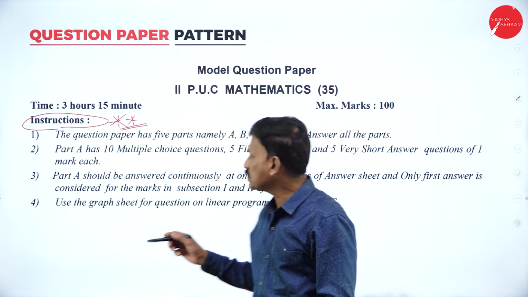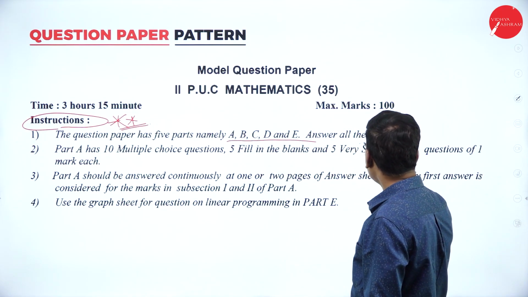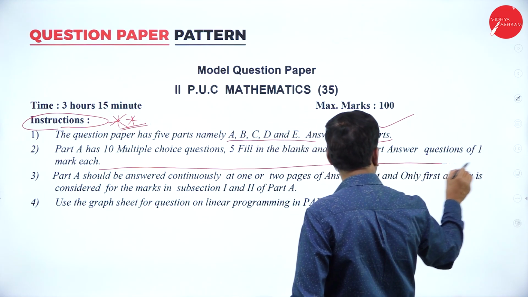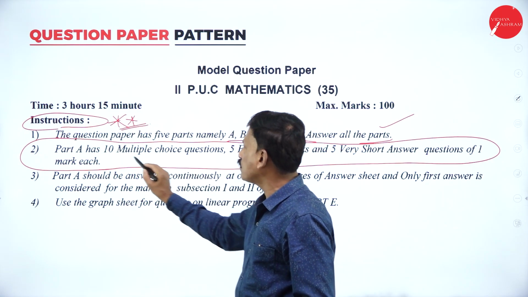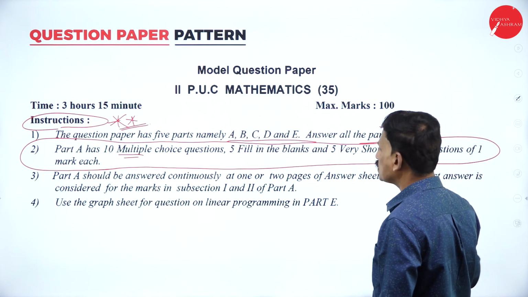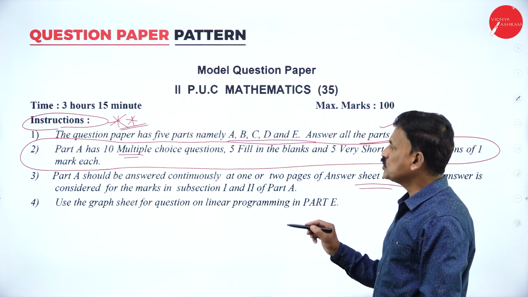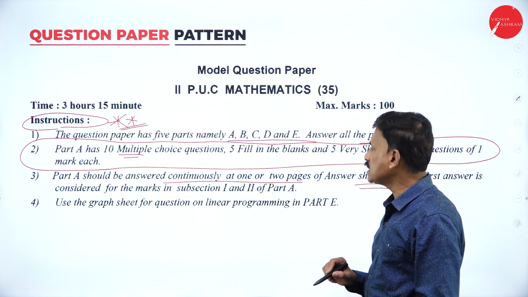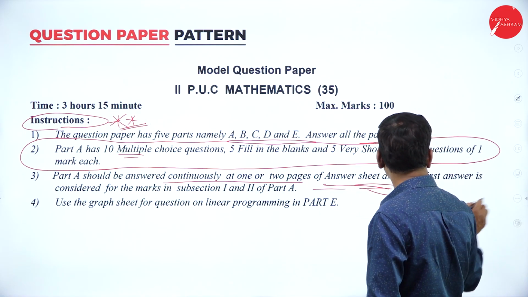Now in the instructions, the question paper has 5 parts, A, B, C, D, E. Answer all the parts. This is a very important point. The second point is also very important. Part A has 10 multiple choice questions, 5 fill in the blanks and 5 very short answer questions of 1 mark each. Now the very important concept is, part A should be answered continuously on 1 or 2 pages of the answer sheet. This is a very important concept.